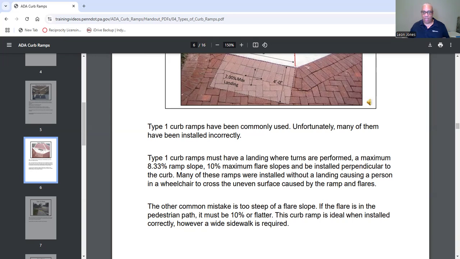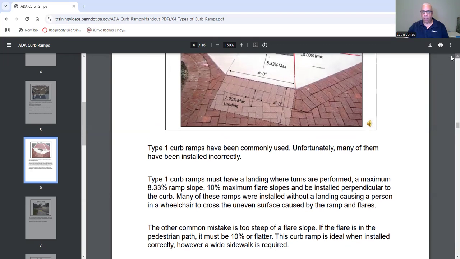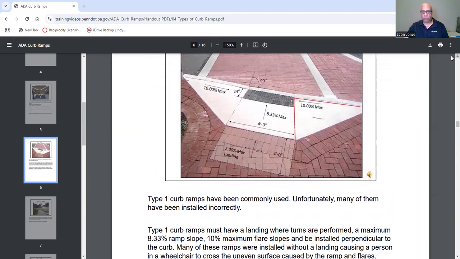This curb ramp is ideal when installed correctly. However, a wide sidewalk is required. Now, these are flares. You need a wide sidewalk. Basically, your sidewalks, and every state has this issue. Every state. I live here in Indiana. I used to live in Pennsylvania, so I dealt with a lot of these ramps in Pennsylvania. We had to remove a number of them just to make sure they were right, especially in Allentown.